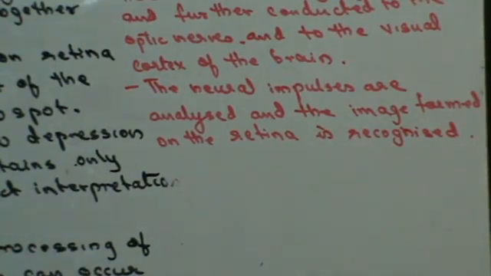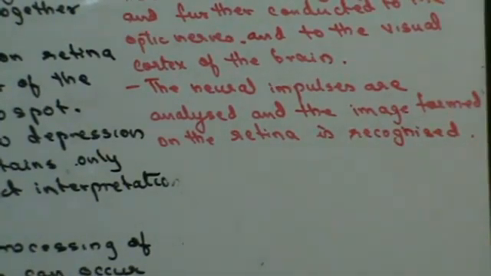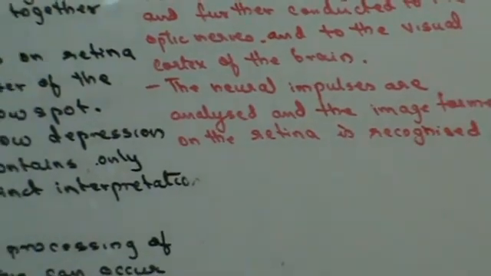Now, based on earlier memory and experience, neural impulses are analyzed and the image formed on the retina is recognized. So that's how the image that is formed on the retina will be reproduced in the visual center of the brain. So do we understand the structure of the human eye and the working of the human eye?